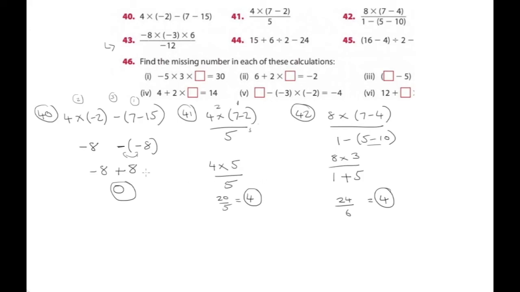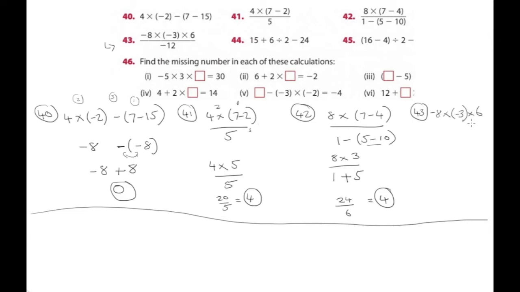And now I'm going to have a quick look down here. I'll try and fit it in. 43. Let me just draw a line across. Actually, I'll do 43 over here just to save space. 43 is minus 8 multiplied by minus 3 multiplied by 6 over minus 12.